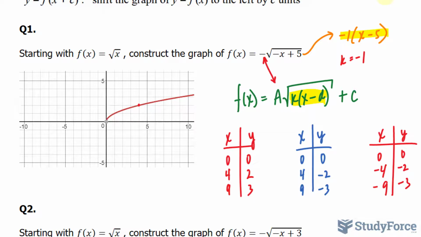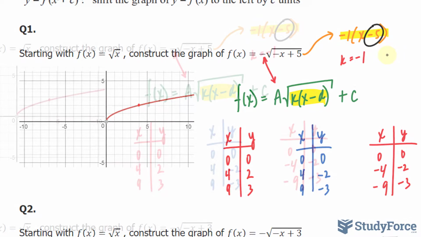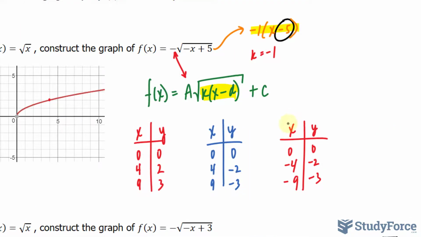And finally, for our last change, we will look at this value. Notice that this value is negative 5. If that value is negative, then you horizontally translate to the right. If it's positive, you horizontally translate to the left that many units. So in our case, it is minus 5, so it's a horizontal translation to the right. And what this means is that all of these x values will be adding 5 to them. So you keep the y's the way they are, and adding 5 to 0 makes 5, adding 5 to negative 4 makes positive 1, and adding 5 to negative 9 makes negative 4.